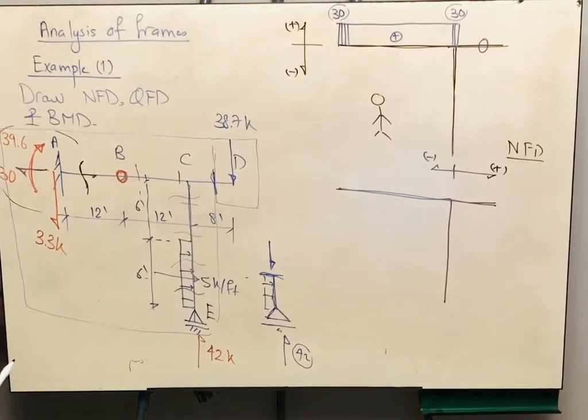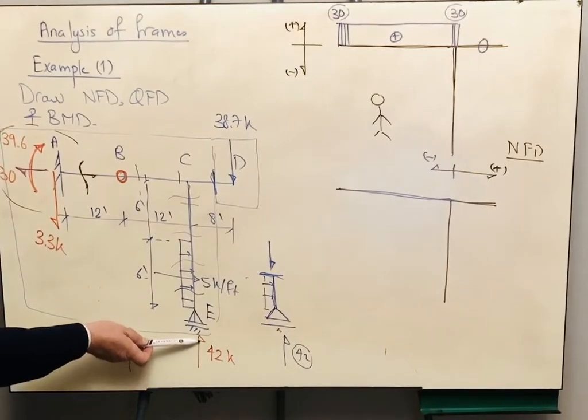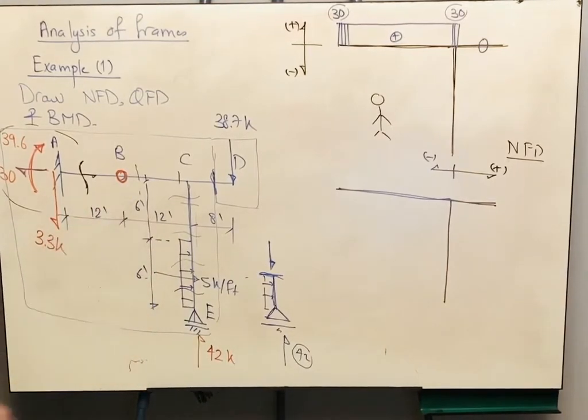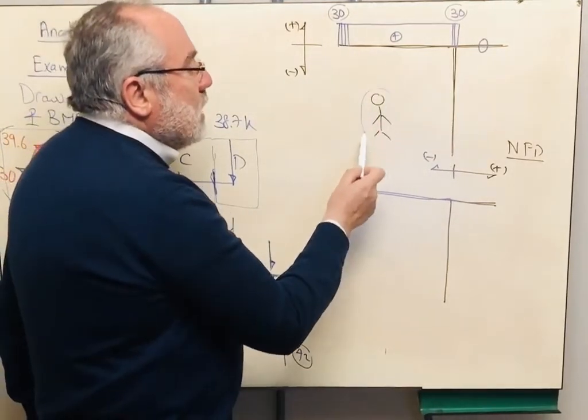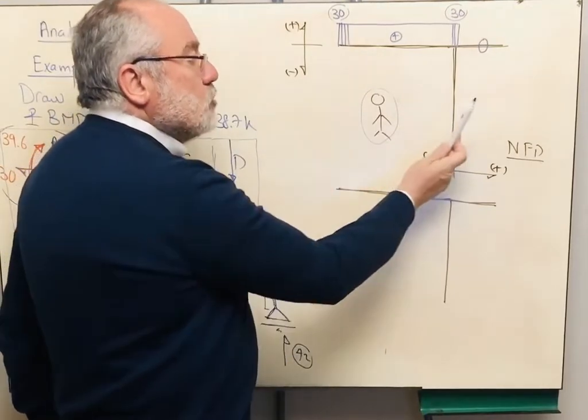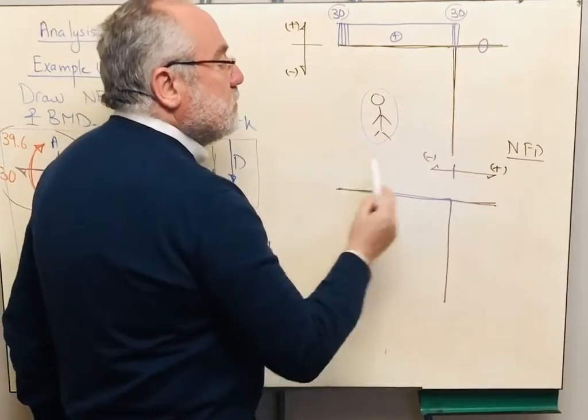The condition is the same. Therefore this 42 kips force is causing normal force compression throughout. I need to draw this. On which side? We are always imagining ourselves standing under the frame, so this will be the near side, this will be the far side.